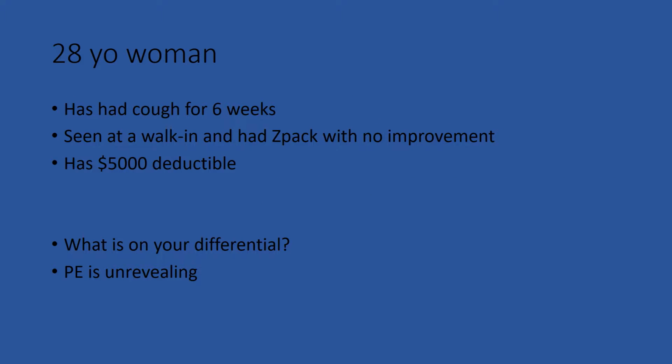So let's start. 28-year-old woman, she's had a cough for 6 weeks or so. She had been seen at the walk-in previously. She had a Z-Pak. She wasn't getting any better. She really would like to keep her costs down because she has a $5,000 deductible. So what's our new differential?